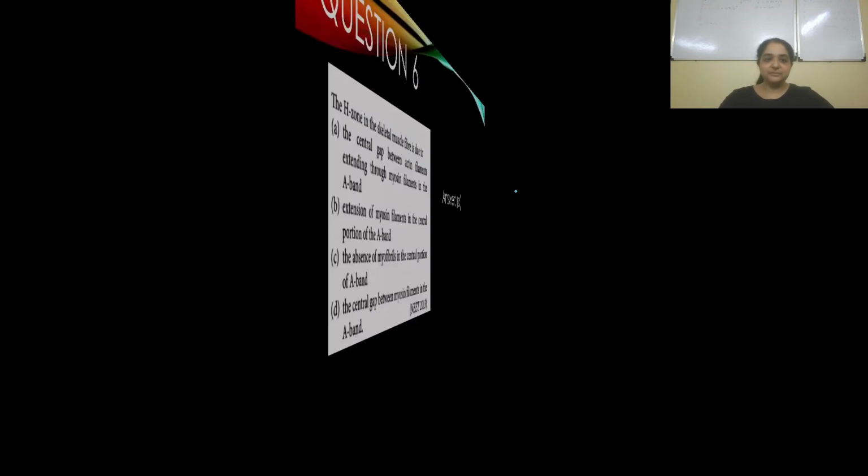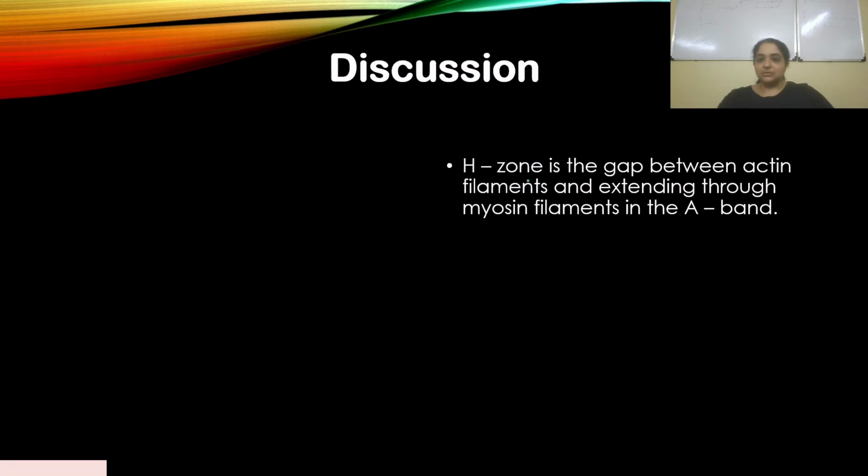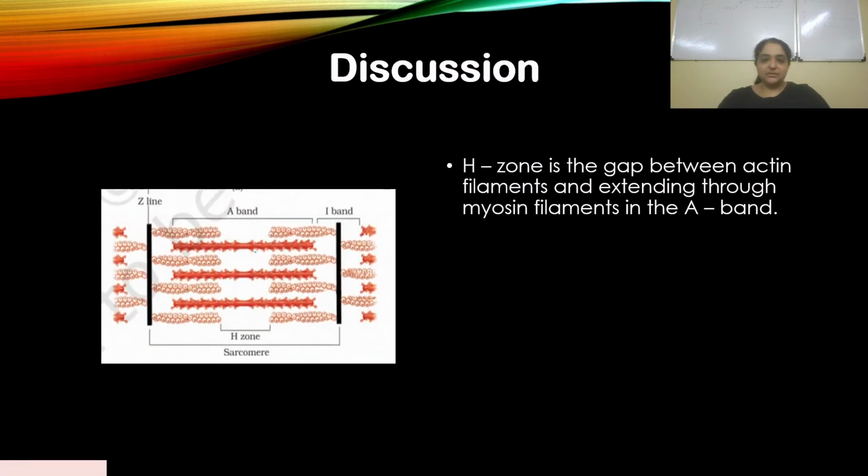Let's go to the discussion. So, the H zone, I'll just go to the diagram. This is actually from NCERT, so please study the diagrams of NCERT. The H zone over here is the gap between actin filaments extending through the myosin filaments in the A band. Obviously, we're talking about the A band. So it is the gap between actin filaments extending through the myosin filaments in the A band.